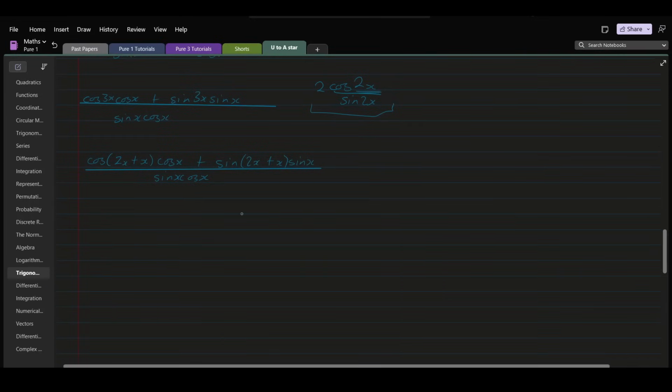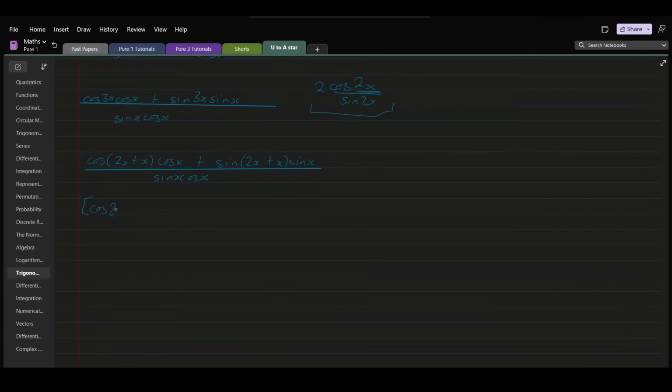Okay, and now let's expand using our compound angle formula. So we get, let's put a big bracket over here, cos 2x cos x minus sine 2x sine x, and this is being multiplied by cos x, and then here we get plus, another big bracket, sine 2x cos x plus cos 2x sine x, and this is being multiplied by sine x, and this is all over sine x cos x.